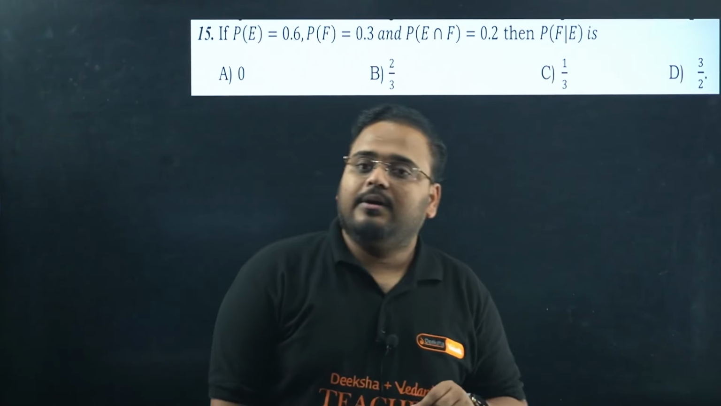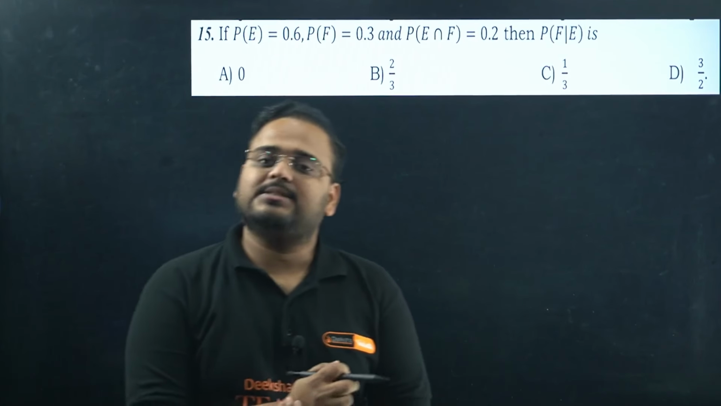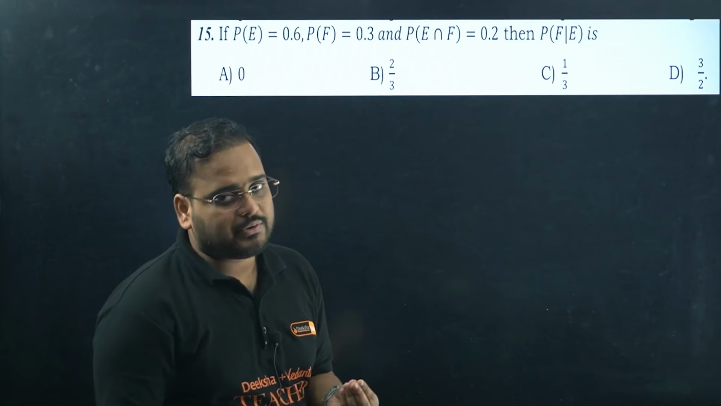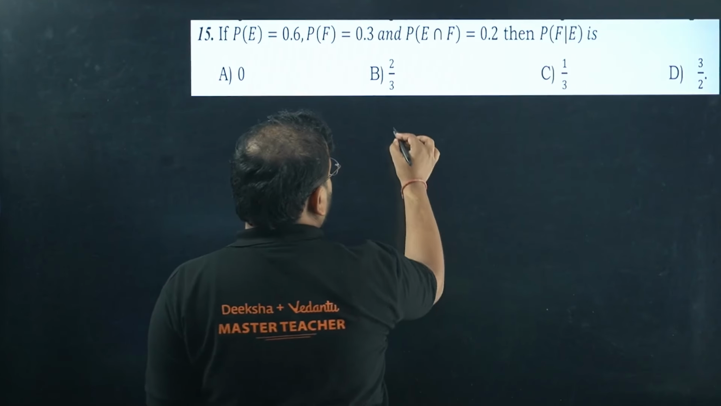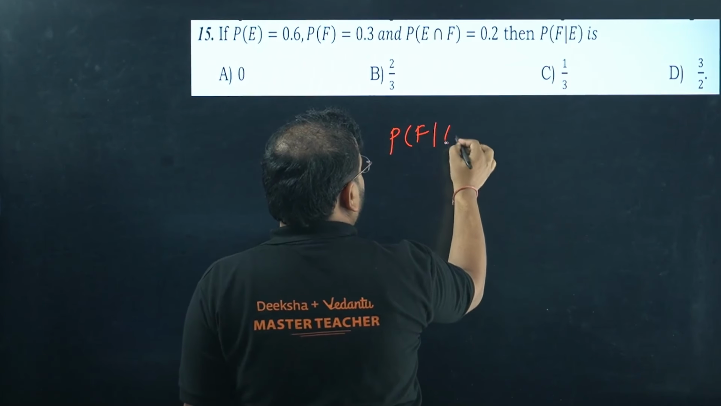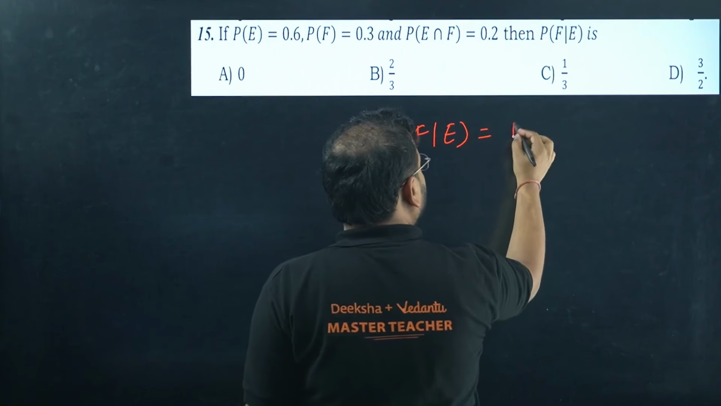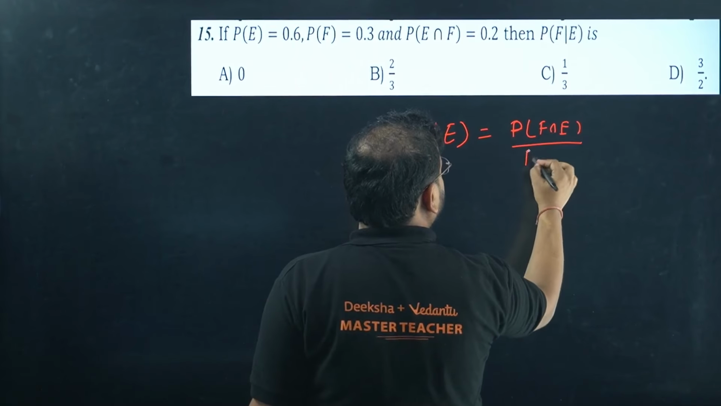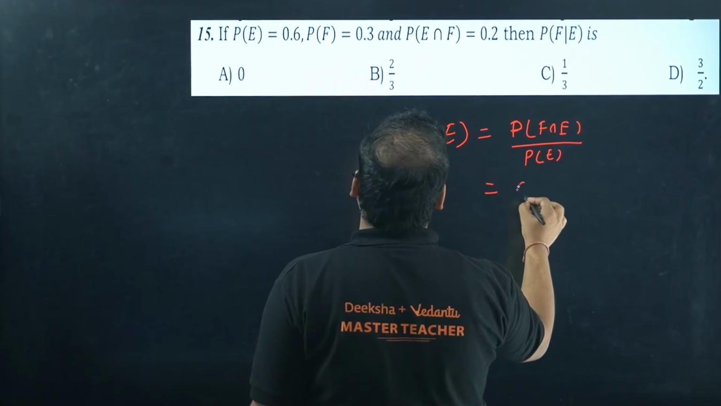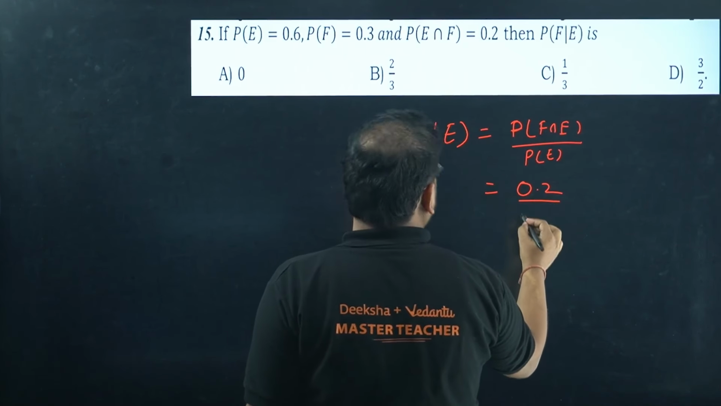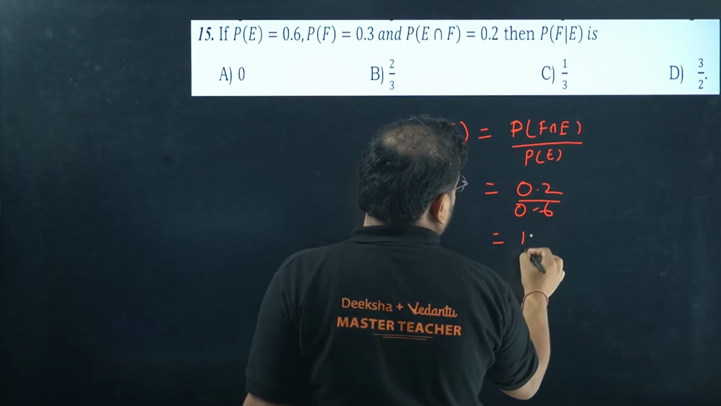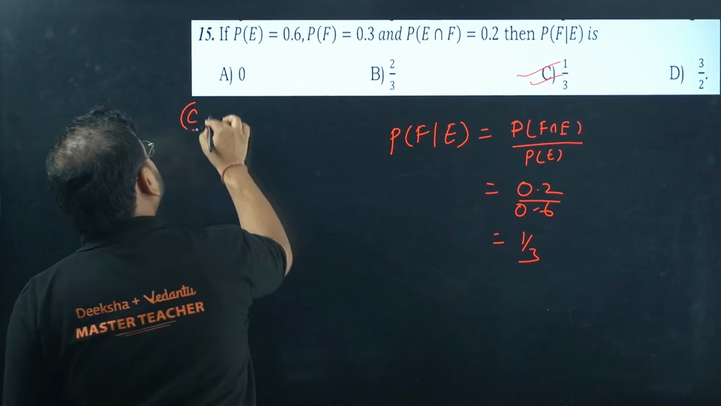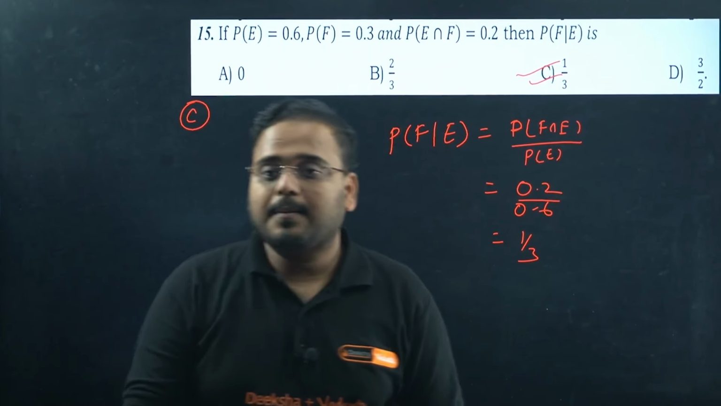15th one. We have the probability of the event E as 0.6, F as 0.3, and they have also given the intersection as 0.2. I'm looking for the conditional probability of the event F when E has already occurred. So P of F intersection E by PE, the values are there, 0.2 by 0.6, 1 by 3. C is the answer.